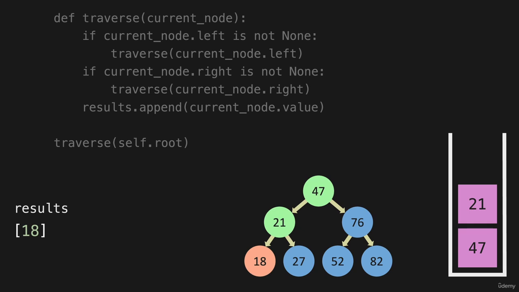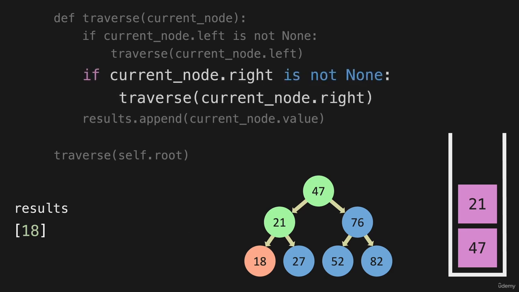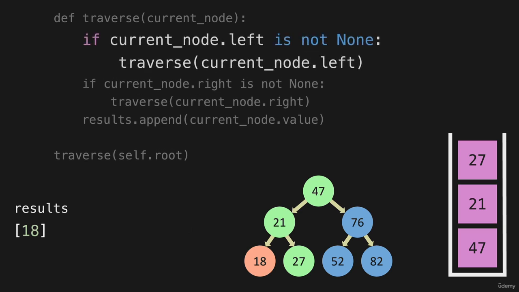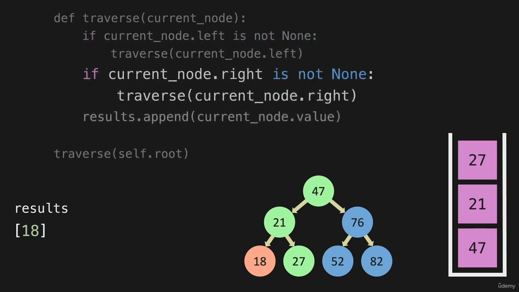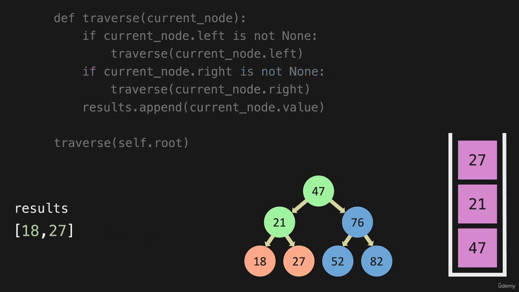Now the 21 is at the top of the call stack again. It has already gone to the left, now it can go to the right. And there is a node on the right, the 27 node, so we'll add that to the call stack. The 27 node is going to look left, it will look right, and then finally it will append its value to the results list like this, and then we can pop that from the call stack.